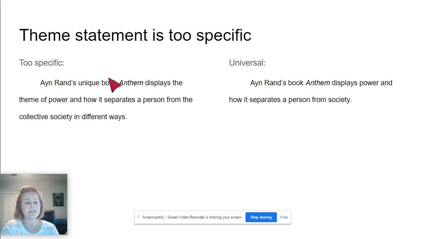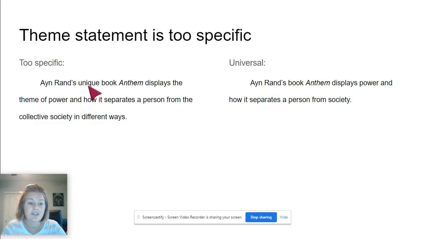Another one is that it's too specific. So this person, it looks like they did a really, really good job. They wrote a lot, but there are a couple of issues with this one, actually. So it says, Ayn Rand's unique book Anthem displays the theme of power and how it separates a person from collective society in different ways. I already know that this is too specific because they use the word collective. So collective is very unique only to the book Anthem. It only exists in the book Anthem. So that's too specific. It has to be for the entire society, our world, future, whatever.